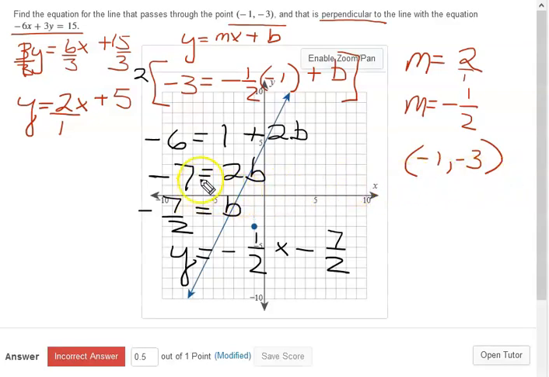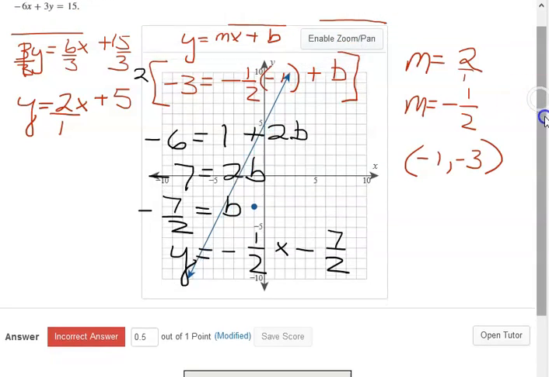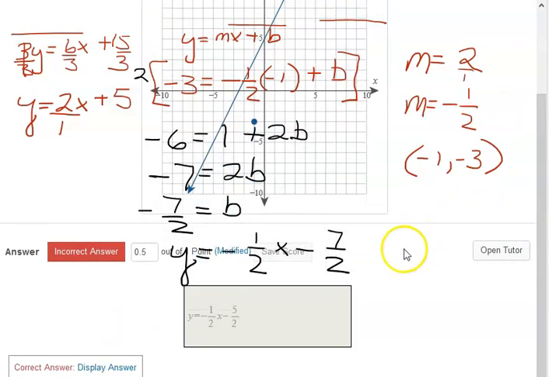Now this person had this equation incorrect. So let's see what's going on here. Now they had written the -1/2 correct, but they didn't get the correct y-intercept. They had 5 halves. So they were given partial credit for this, for having the perpendicular slope correct.